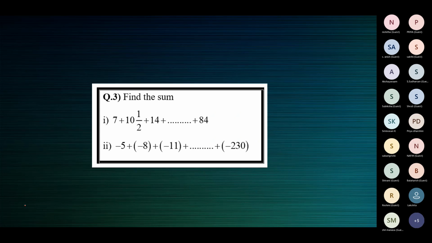How many terms, children? We'll have to find the sum. In the first one, how many terms are there? To find the sum, you need to find S10 or S15. Only then will we know how many terms. They have given only the a value, ma'am. So we don't know. We'll have to find the sum of 7, 10 and a half, 14, and so on up to 84. How many terms are there? We don't know, but we need to know n.